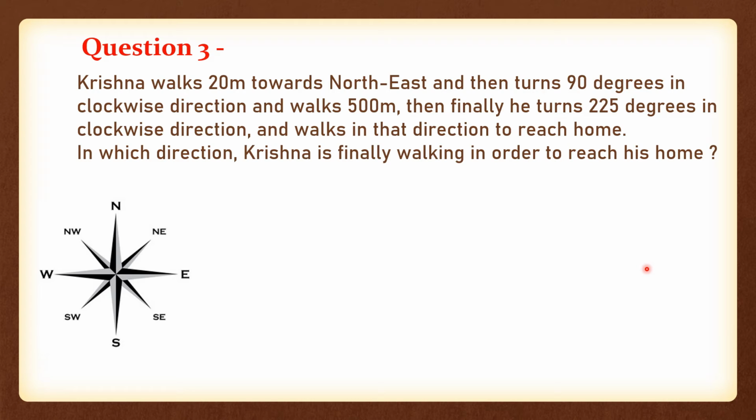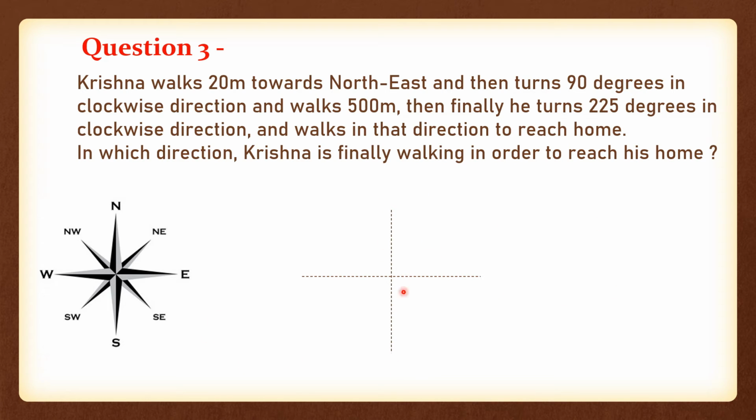Okay, I hope you all probably got some answers. So let us see how to solve this question. Krishna walks 20 meters towards northeast. So first, Krishna is moving in the northeast direction. So let us draw the 8 diagonals or the 8 directions, then only.